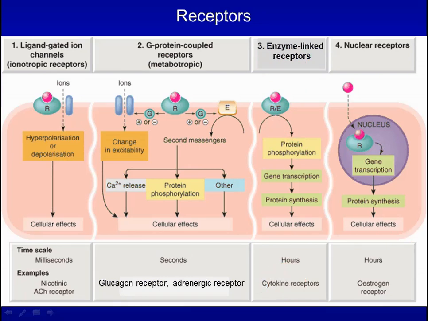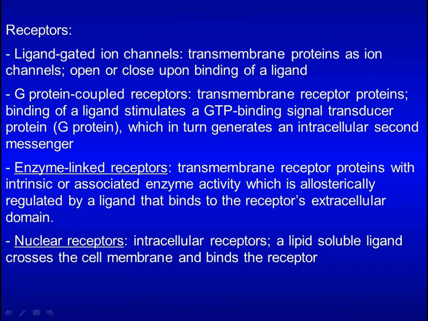Fourth are nuclear receptors. They are intracellular receptors. A lipid-soluble ligand crosses the cell membrane and binds the receptor, which typically controls gene transcription. Examples include glucocorticoid receptor and retinoid receptor. These four classes of receptors are summarized in this slide.